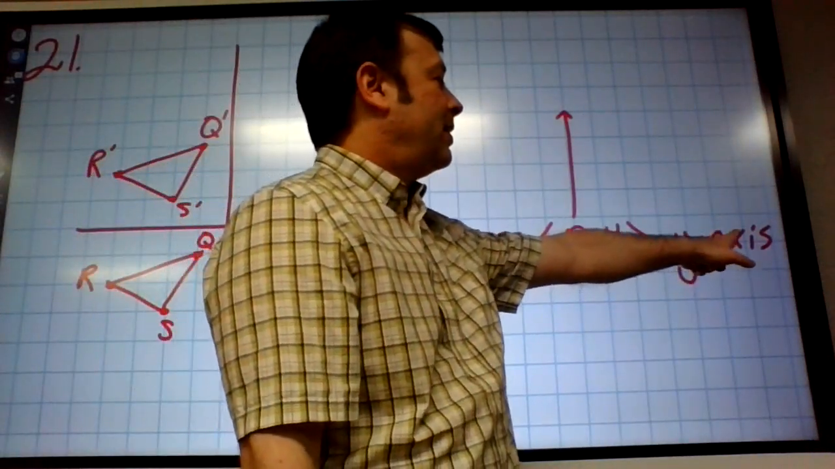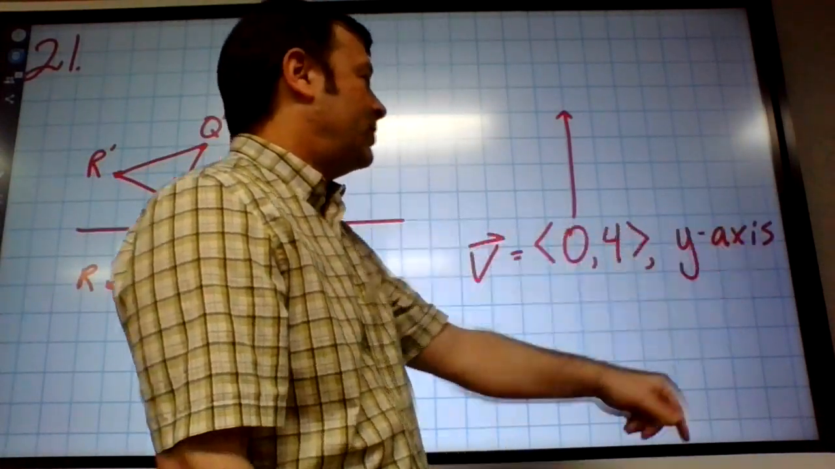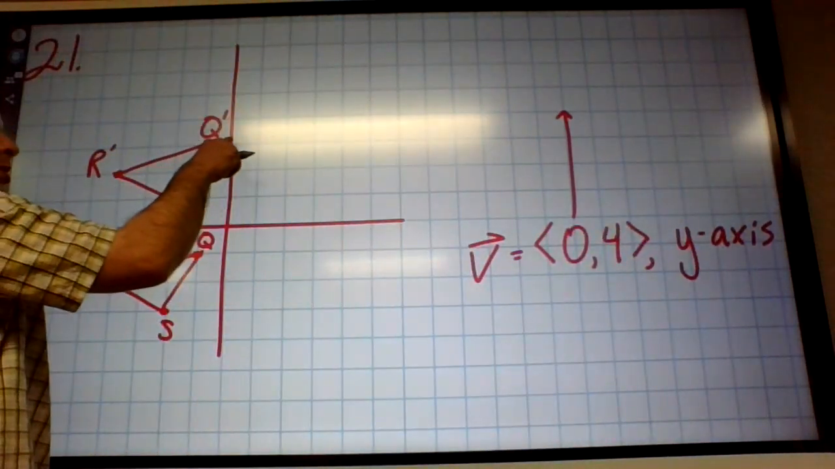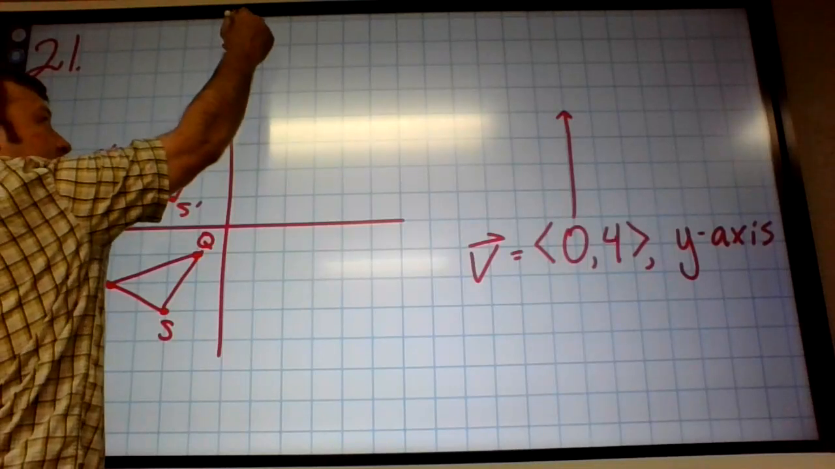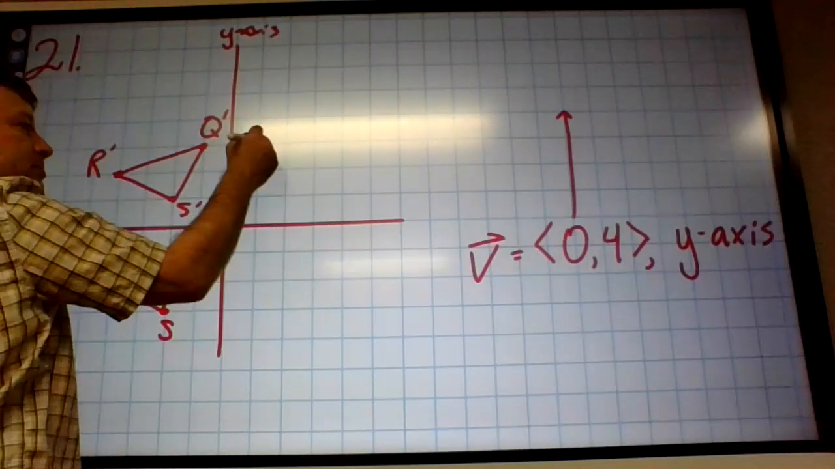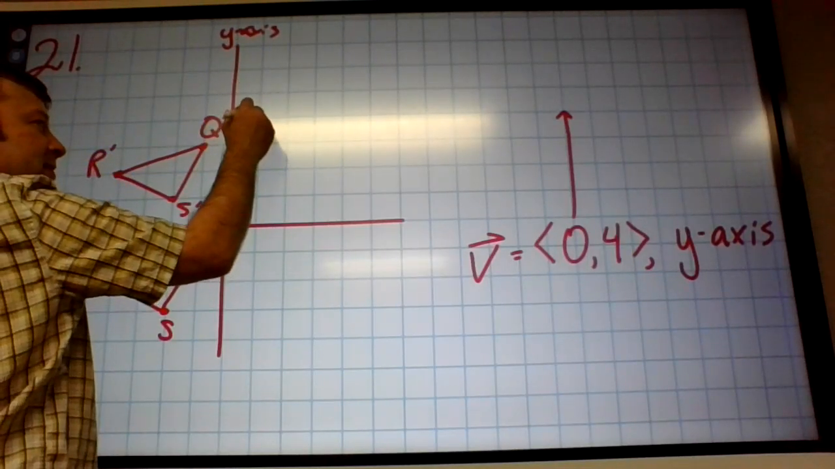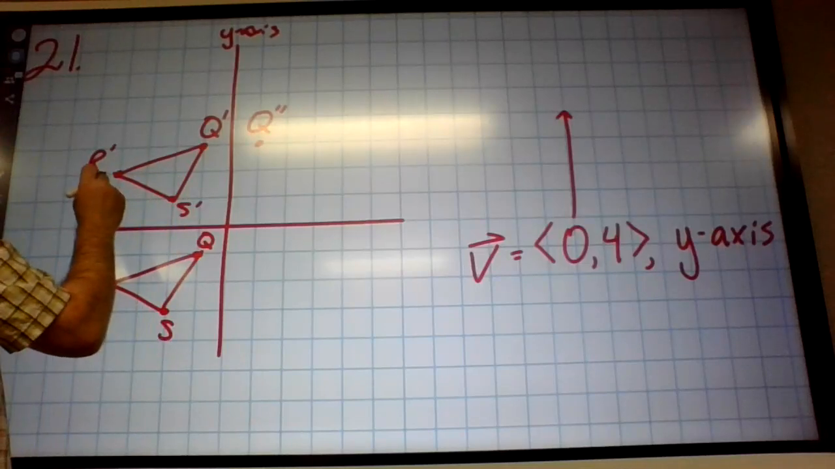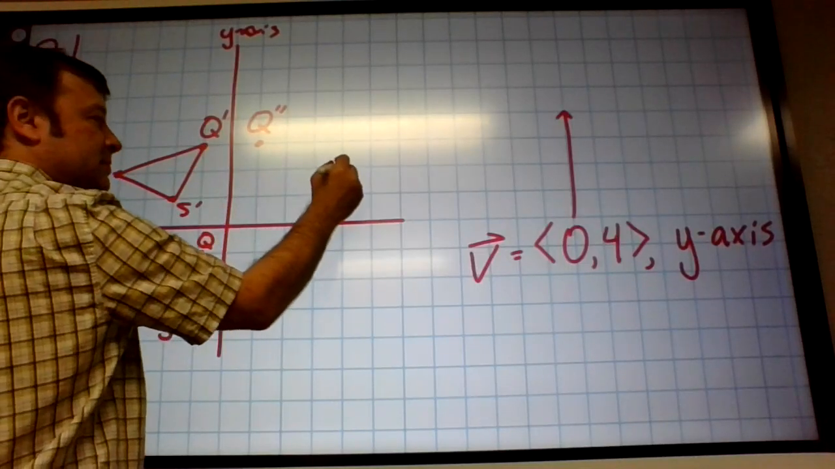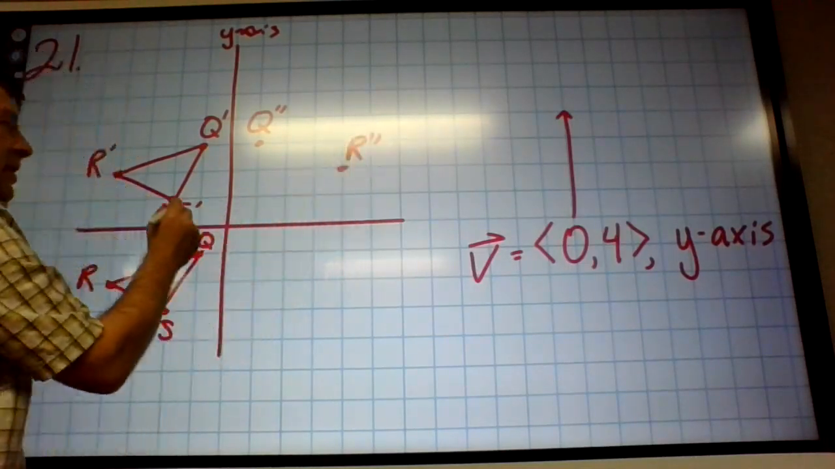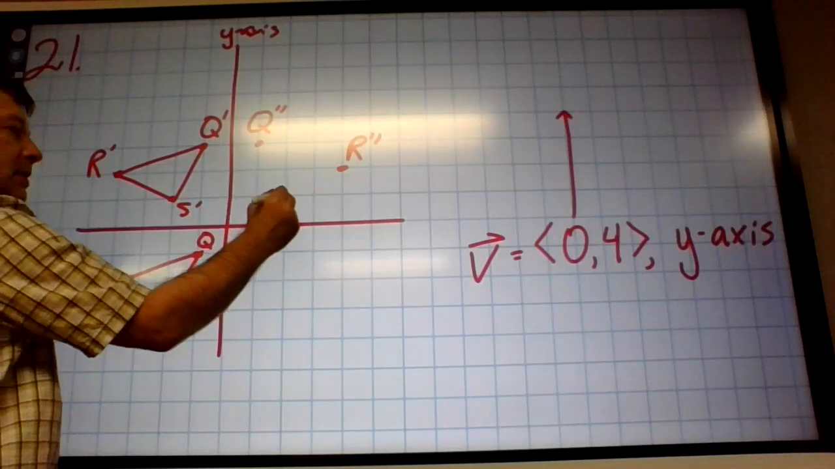Okay, we're gonna reflect over the y-axis. So remember, Q is just 1 away from the y-axis, that's this one. So Q double prime is gonna be 1 away. R is like 4 away, so it's gonna go over here. S is 2 away.